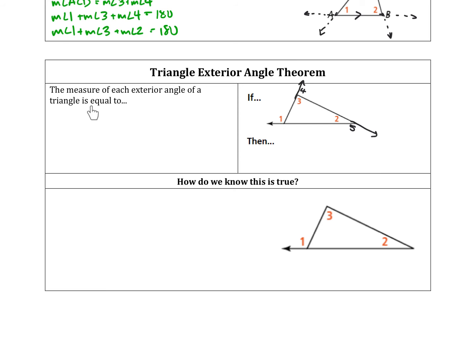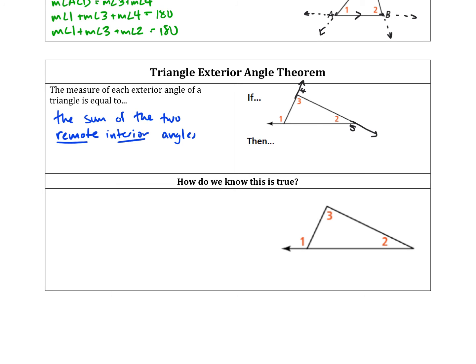Angle 1's measure is going to be equal to the sum of the two, what we call remote interior angles. And when we say remote interior angles, what I'm talking about is the interior angles on the triangle, the ones inside the triangle, that are not directly next to the exterior angle I'm looking at. So if I'm looking at angle 1, angles 2 and 3 would be considered the remote interior angles, because they're not the one that's directly next to angle 1. They're kind of on the other two corners of the triangle.